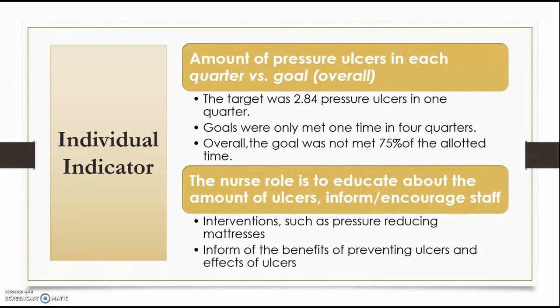Amount of pressure ulcers in each quarter versus the goal overall. The target was 2.84 pressure ulcers in one quarter. Goals were only met one time in 4 quarters. Overall, the goal was not met 75% of the allotted time. Why are we measuring this indicator?